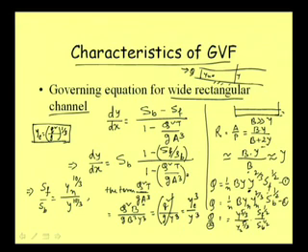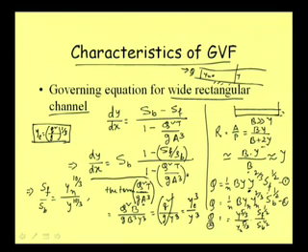Well, that means this SF by SB we can write as yn to the power 10 by 3 divided by y to the power 10 by 3, and this term, q square T by g A cube, we can write as yc cube by y cube. Then let us come to this expression.